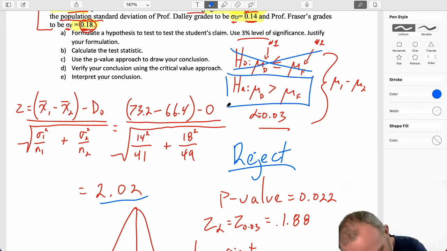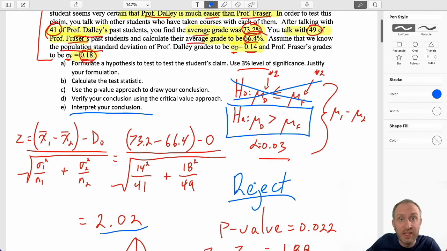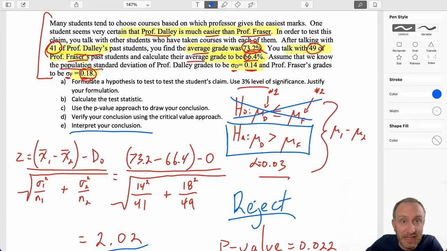Our evidence supports the alternative. We do have sufficient evidence to show that on average, the grades in Professor Dally's classes are greater than those in Professor Fraser's classes. We could maybe interpret that as though Professor Dally is easier than Professor Fraser. Don't let her hear me say that.